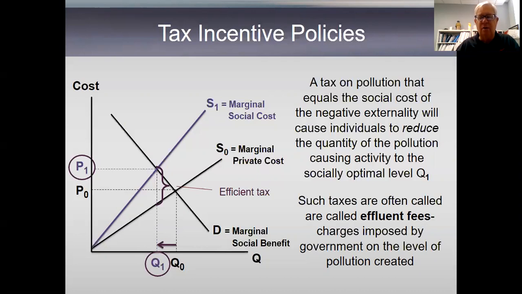Those taxes are often called effluent fees. You see them often used when you're talking about the problem of pollution. And we don't want these bad negative emissions coming out of power plants.